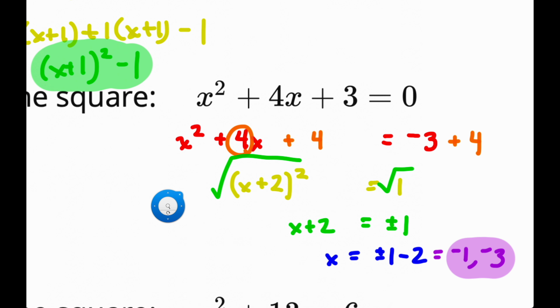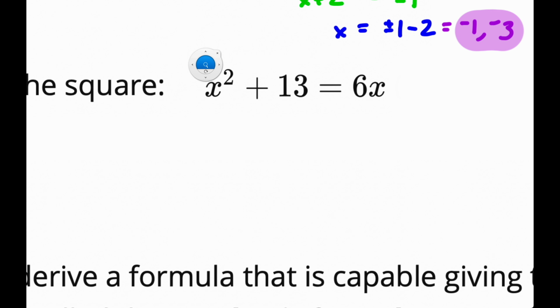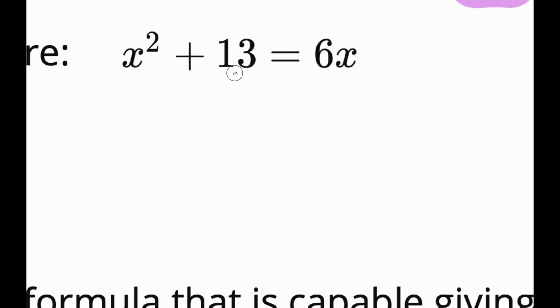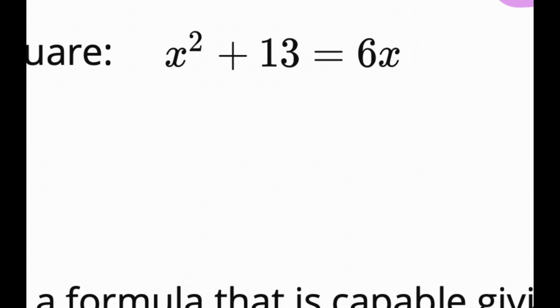All right, let's do the next one here. Okay, this one is not set equal to 0. It's also not even set up in the form to use completing the square. So what I'm going to do here is switch the 13 and the 6x. So I'm going to subtract 6x on both sides, and I'm going to subtract 13 on both sides.